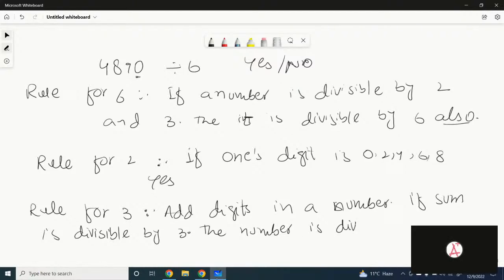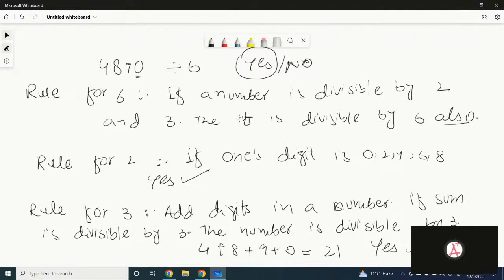So add all the numbers: 4 plus 8 plus 9 plus 0. That is 8 and 9, 17, 18, 19, 20, 21. Yes, we have 21 in the table of 3. 3 times 7 is 21. That means yes, the number is divisible by 3. So yes, it is divisible by 2 and divisible by 3. That means the number is divisible by 6. Got it, everyone? That is the divisibility rule for 6.